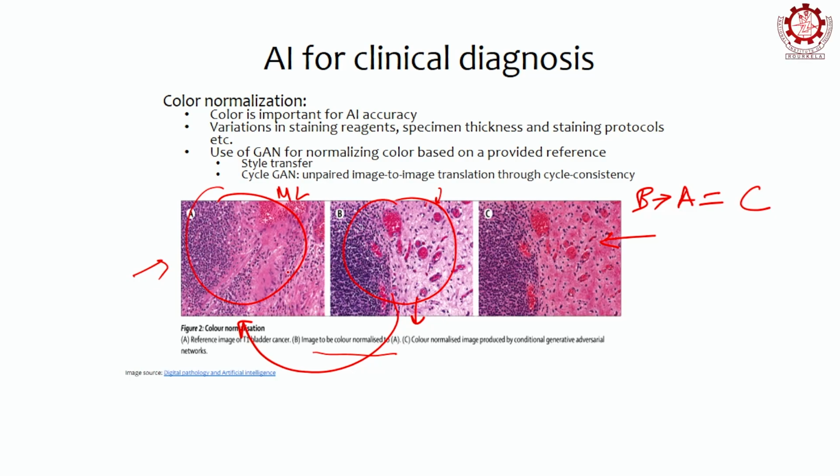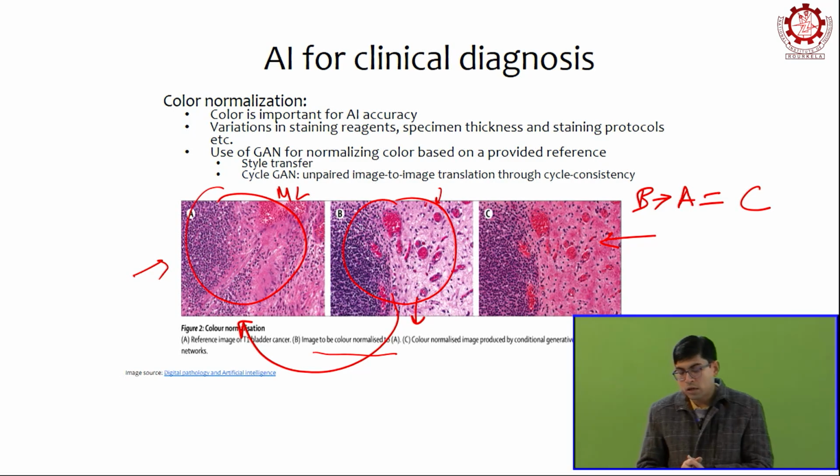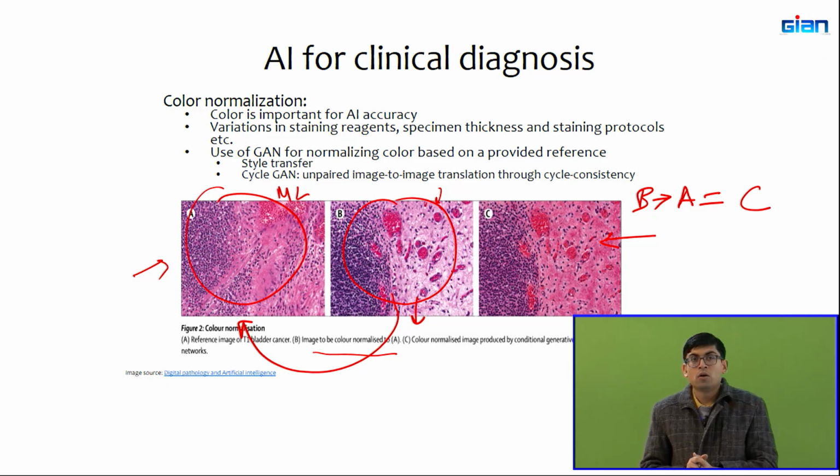And you see how these two, A and C, now look similar in color space. Right? So that's something that needs to be done before you can apply your deep learning methods.